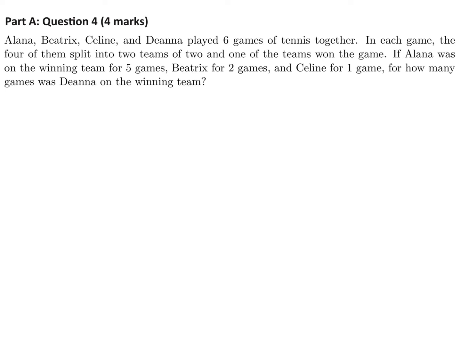Elena, Beatrix, Celine, and Deanna played 6 games of tennis together. In each game, the 4 of them split into 2 teams of 2, and one of the teams won the game. If Elena was on the winning team for 5 games, Beatrix for 2 games, and Celine for 1 game, for how many games was Deanna on a winning team? Okay. So we've got A, B, C, D to represent the 4 players. They're saying that A wins 5 times, B wins twice, Celine wins 1, and we essentially have to figure out how many times Deanna wins.